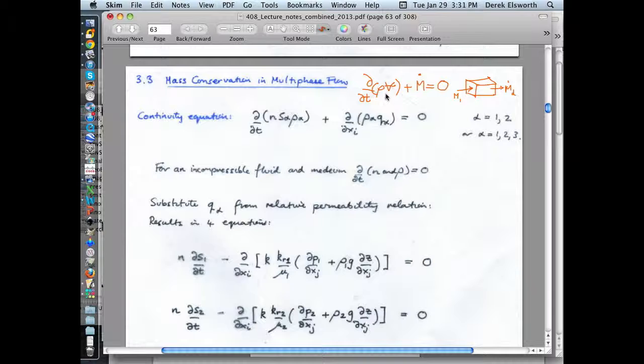And if the volume of this control volume doesn't change with time, then this term is zero, and we can differentiate this by parts. And if we differentiate by parts, we have something that looks like a volume times the change in density of the fluid with time plus mass flow rate in minus mass flow rate out. And this is a conservation equation.